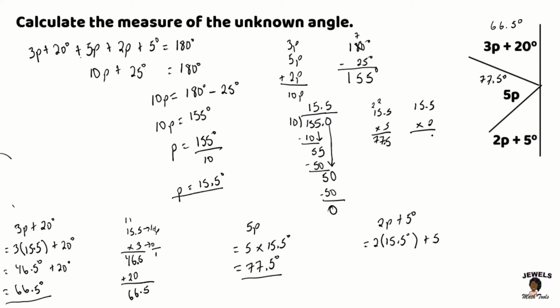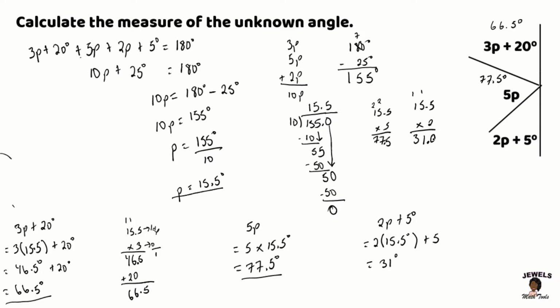5 times 2 is 10. Put our 0, carry the 1. 5 times 2 is 10, plus 1 will give us 11. Put our 1, carry the 1. 2 times 1 is 2, plus 1 will be 3. We're going to input our decimal point the same way we did in our previous steps, which is 1 digit behind the decimal point. So this is equal to 31 degrees.